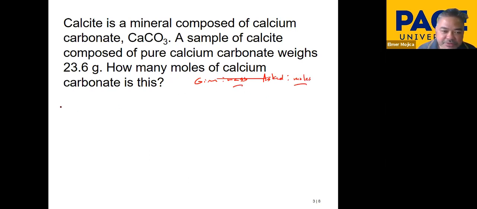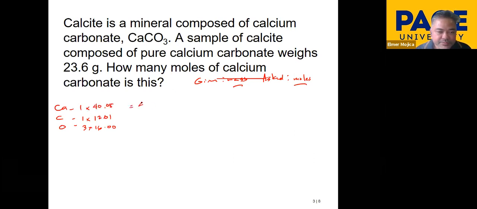So the first thing for you to do is get the molar mass. You have calcium, carbon, and 3 oxygens. Oxygen is 16, carbon is 12.01, calcium is 40.08. And you have 48 for the oxygens, right? And that gives you 100.09 grams per mole.